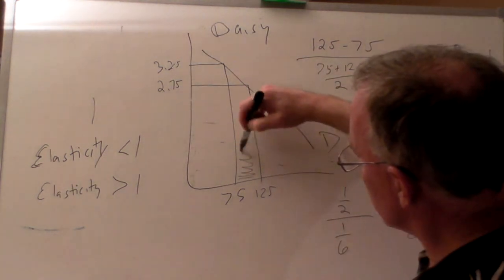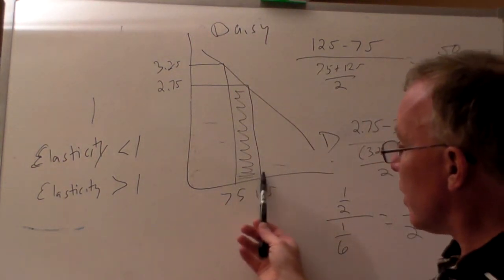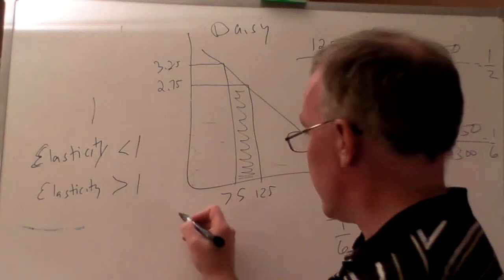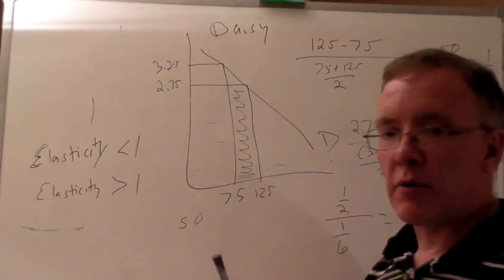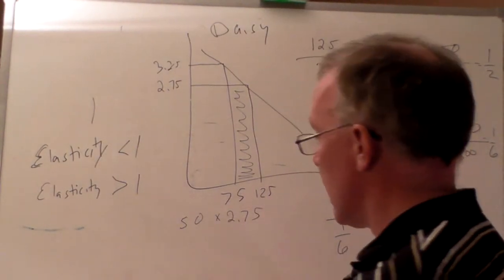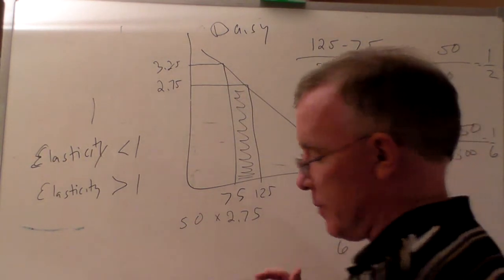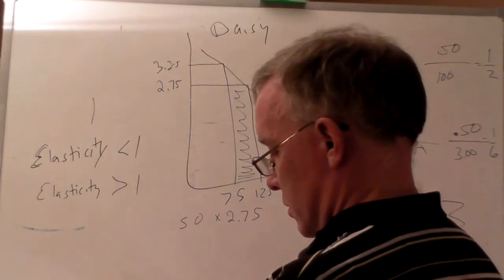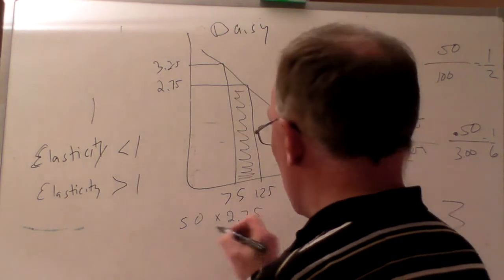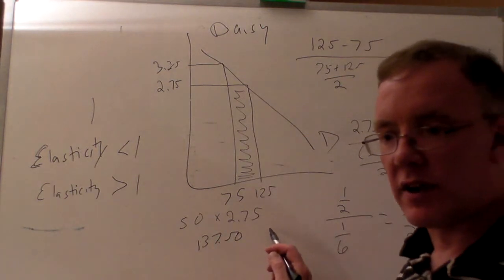So this is the quantity effect. That's the change in the number of cones that were sold, and we know this is 50, right? From 75 to 125 is 50, times the amount we were able to sell these cones for, which is $2.75. And so that's the quantity effect, and that equaled $137.50. That's 50 more cones at $2.75 each.